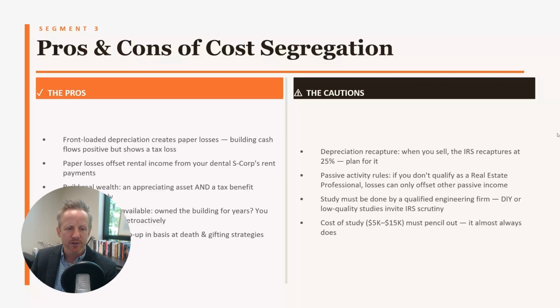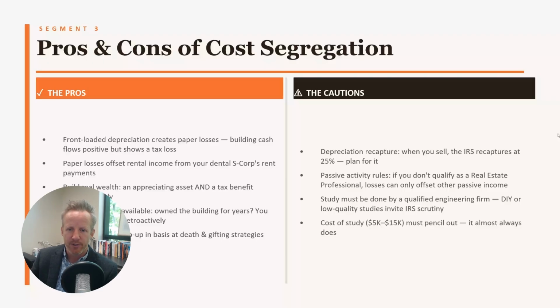Okay, so those are some of the pros of the cost segregation. Let's look at some of the things to be cautious about. The first thing is what's called depreciation recapture. When you sell your building, the IRS will ask, how much depreciation did you take on that building? Up to the amount of depreciation that you took, you're going to have to pay 25% taxes federally, and then depending on your state, you're going to pay state taxes. So that could get all the way up to 35, 37% for some states. And that recapture is very expensive.